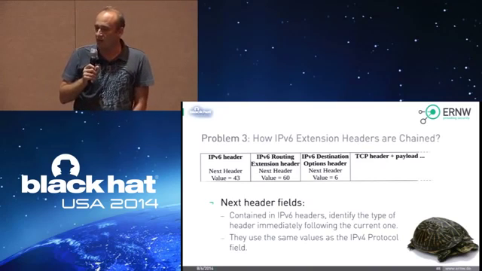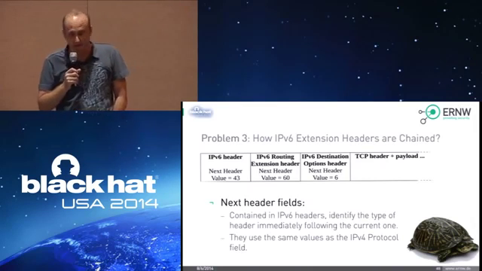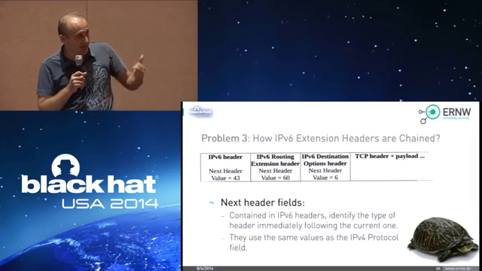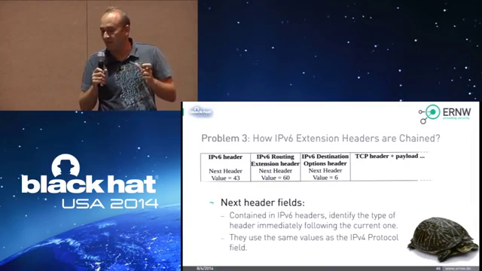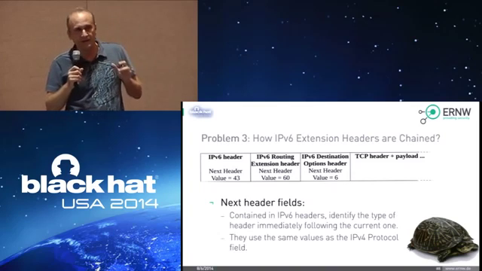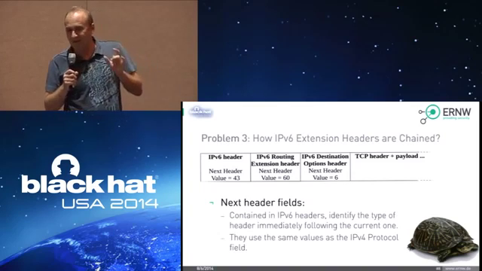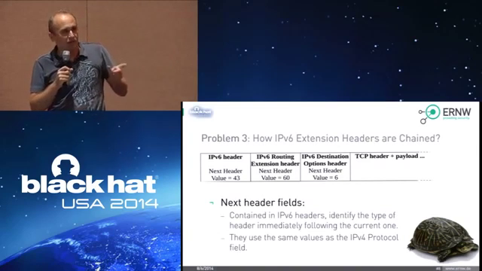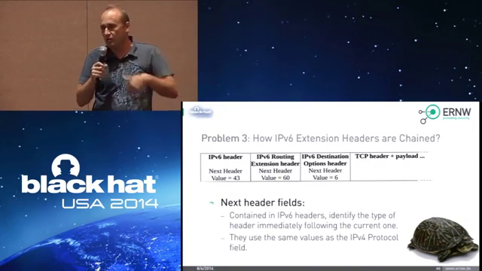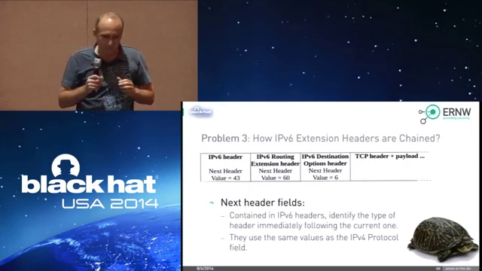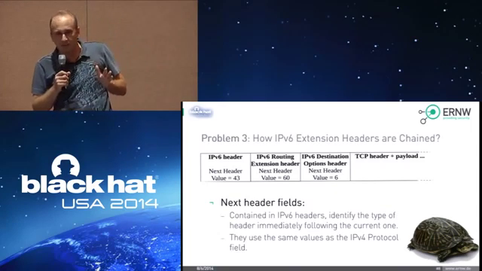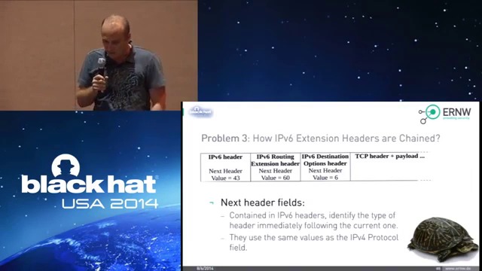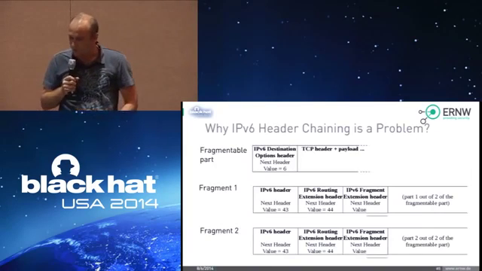So, for example, the value of the destination options header is 60. So, the routing extension header in our example has a next header value field whose value is 60, which points to the next one. It's like a list of pointers. Each pointer points to the next extension header. This seems quite simple, and it doesn't cause any problems until we reach, again, fragmentation.